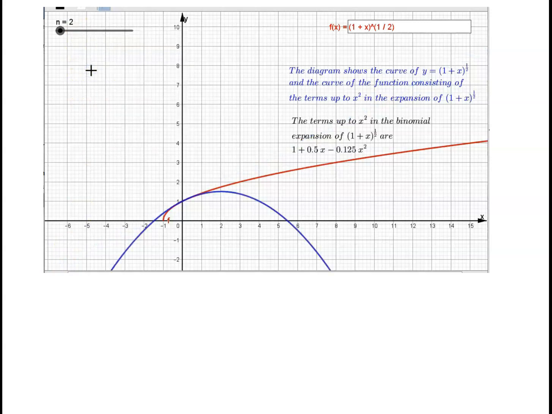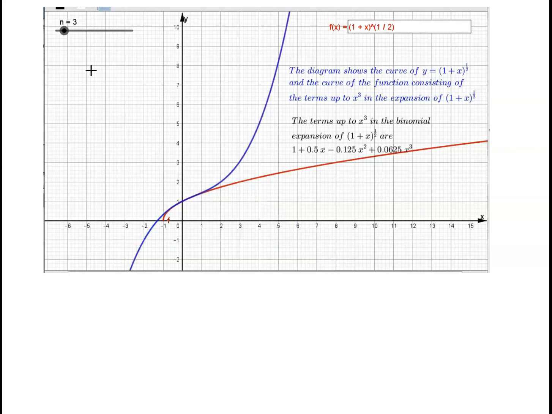The series expansion for (1 + x)^(1/2) gives us a quadratic approximation of 1 plus a half x minus an eighth x squared. And we can see from GeoGebra that this is a good approximation over most of the interval from x equals minus 1 through to x equals 1. But it is pretty hopeless outside that interval.